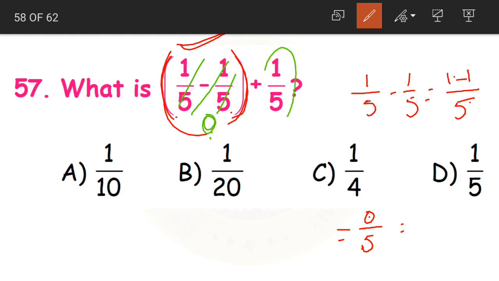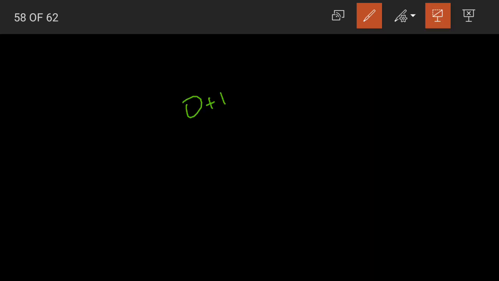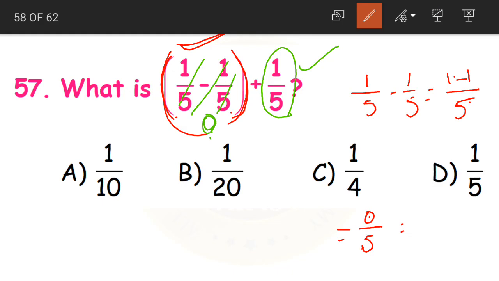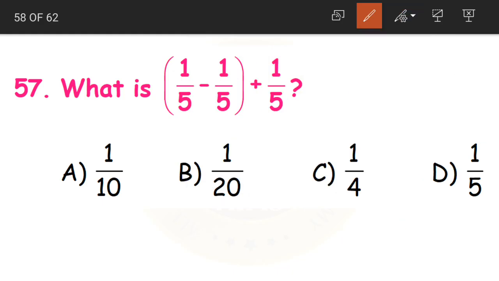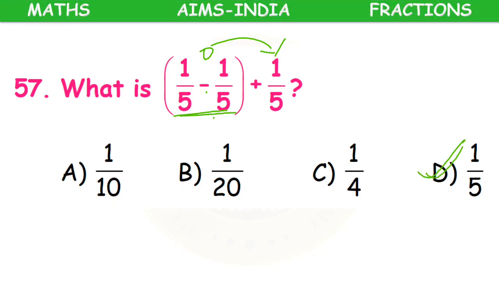Now 0 plus any number will give us the number itself. 0 plus 1 is equal to 1. In the same way, 0 plus 1 by 5 is equal to 1 by 5. So our answer is option D, 1 by 5. Understood, children? 1 by 5 minus 1 by 5 is equal to 0. 0 plus 1 by 5 is nothing but our 1 by 5.